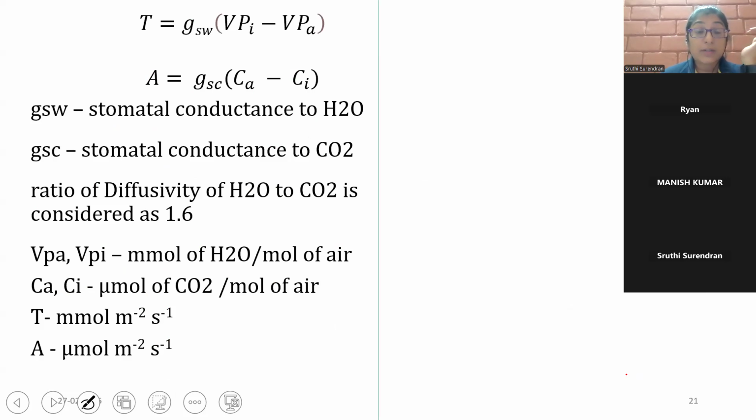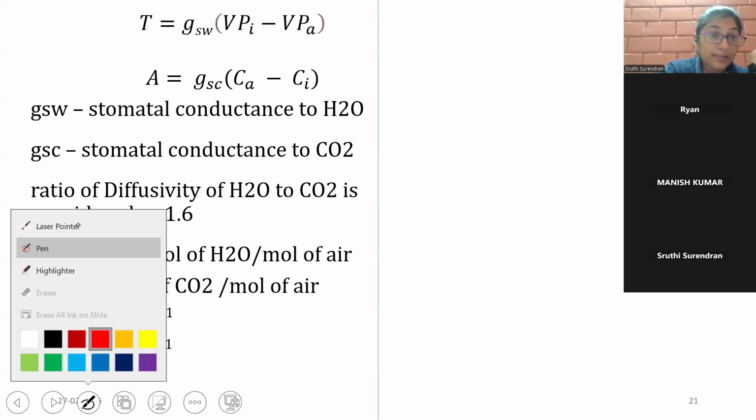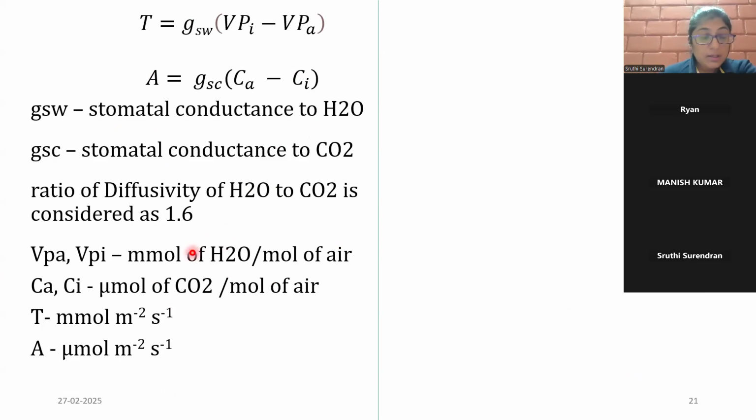So we found out that the ratio of diffusivity of H2O to CO2 is 1.6. Now in this equation, the vapor pressure deficit, like I said earlier, will be expressed in terms of millimoles of water per mole of air, because again we are concerned about the moles of water and carbon dioxide entering. And the carbon dioxide gradient will be expressed in terms of micromoles of carbon dioxide per mole of air.